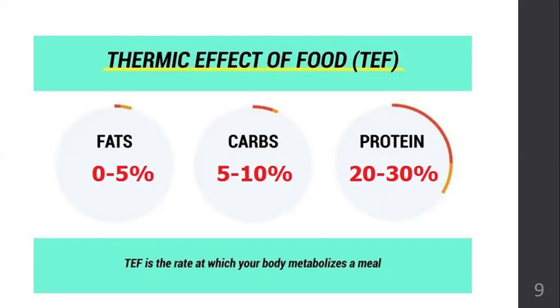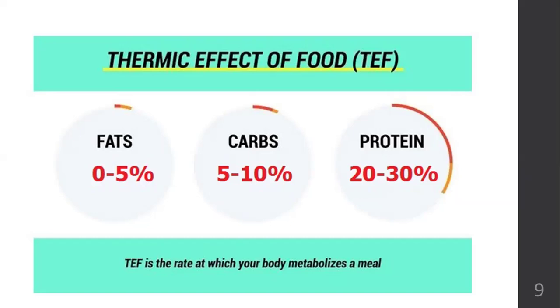It is going to be used up as it is, without you doing anything, just by resting. That 20% of calories will be used up just to digest, metabolize, and absorb protein. So that's why the thermic effect of food is quite high when you have a high protein meal.